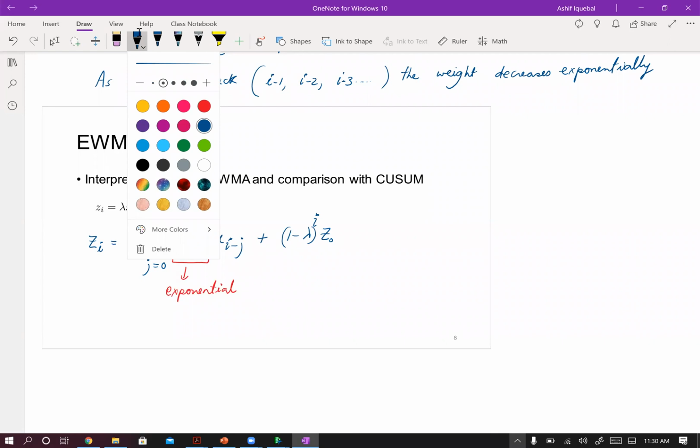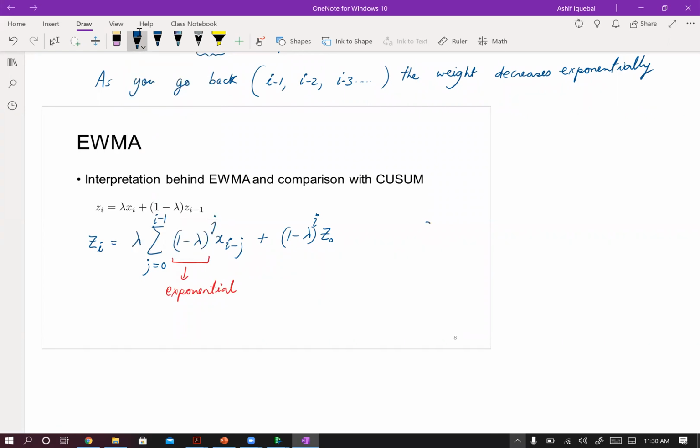Now, if you go back to your CUSUM chart, you remember we used to write down Ci. Let's ignore Ci plus and Ci minus. Let's just stick to Ci. If you remember the value of Ci, this was equal to the summation of xj minus mu naught from j equals 0 to i minus 1, plus xi minus mu 0, where the second term is your current observation and the first term is your memory.